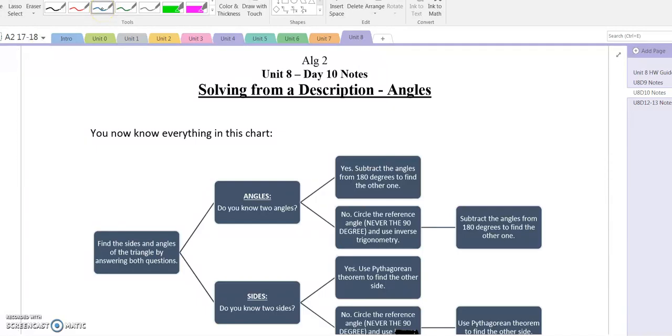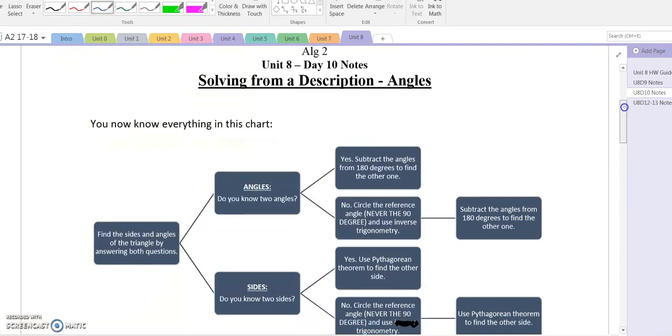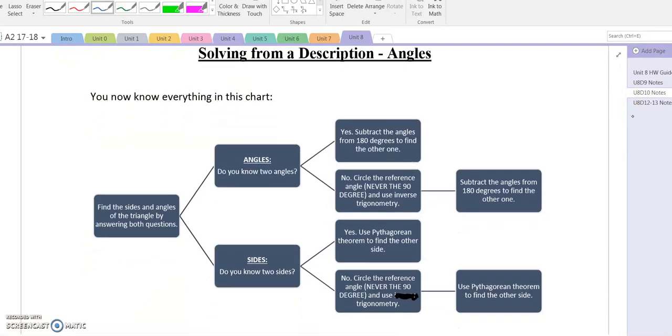Today we are going to put everything together and learn how to solve a triangle. So this flowchart here is kind of built to help you, because if you're not sure what to do, just try and follow the flowchart. So, for example, anytime the directions say find the sides and angles of the triangle, that's when we want to use the flowchart. And so you would start by saying, okay, angles.